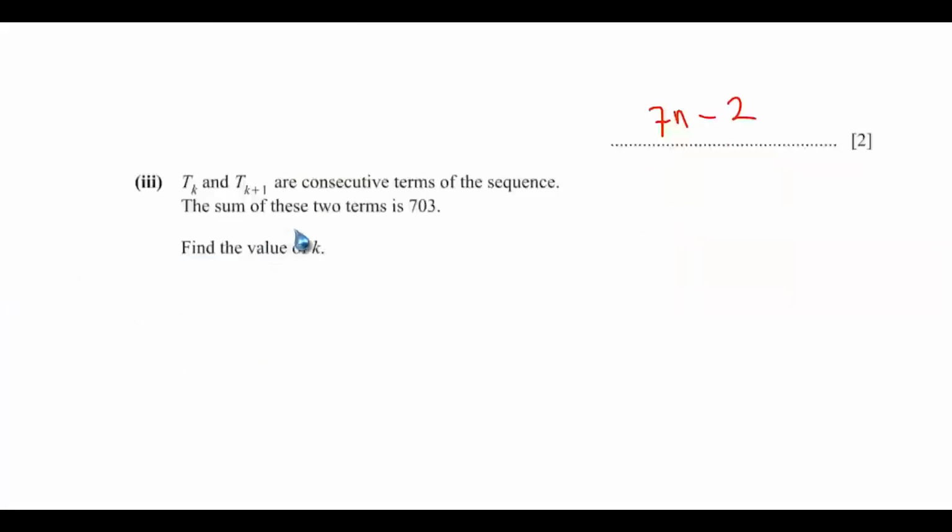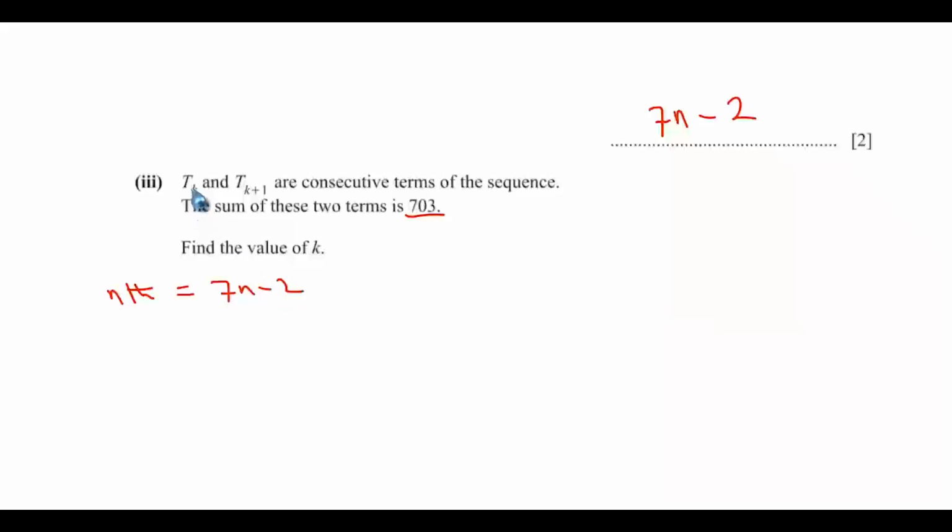Roman figure 3. tk and tk plus 1 are consecutive terms of the sequence. The sum of these two terms is 703. Find the value of k. Okay, so now what we need to do here is very simple. We already have the nth term. So the nth term was calculated or was found to be 7n minus 2.